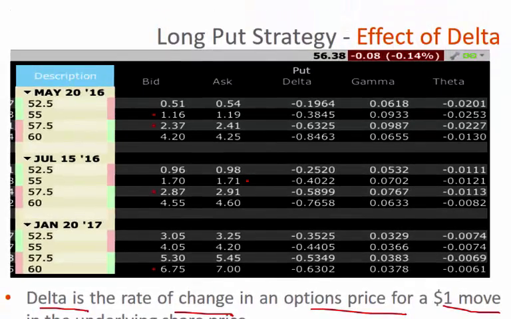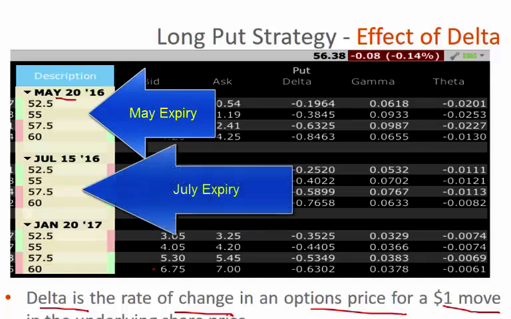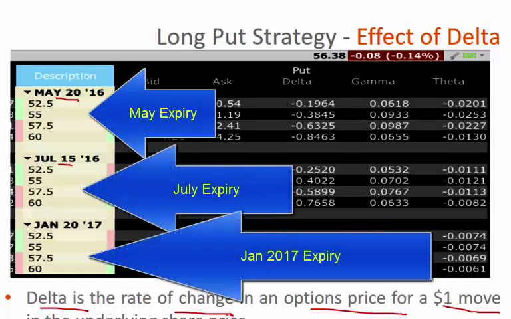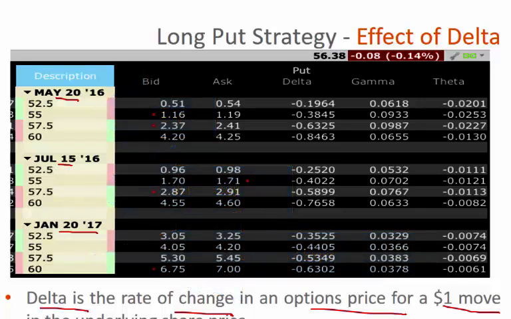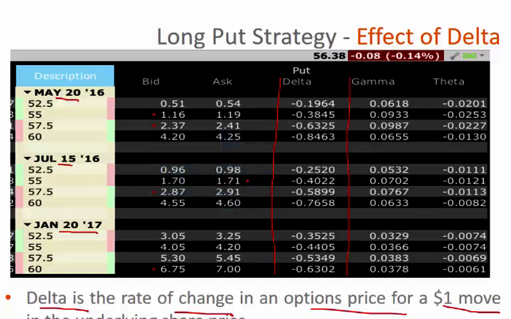So you see above here we've got an option quote screen for Microsoft with three different expiries. We brought in May the 20th, July the 15th and then January 2017, with four different strike prices there. And you're going to see in the middle of your screen a delta value. And the delta value, as you can see, for put options is negative. It's positive for call options.